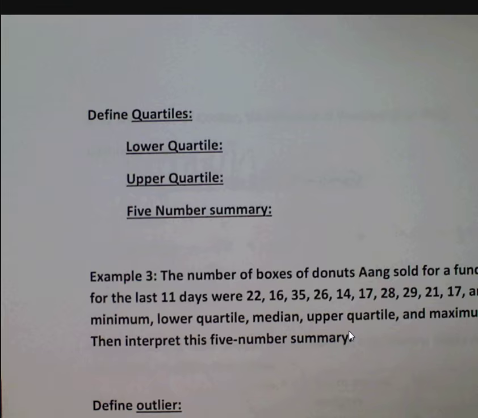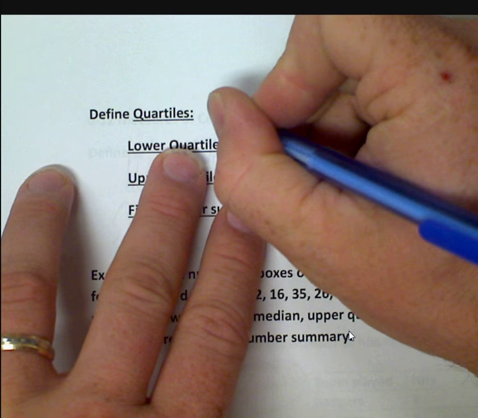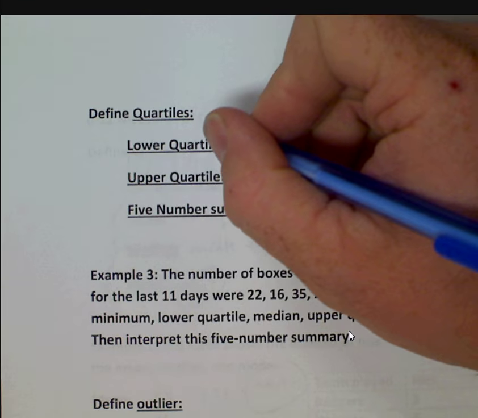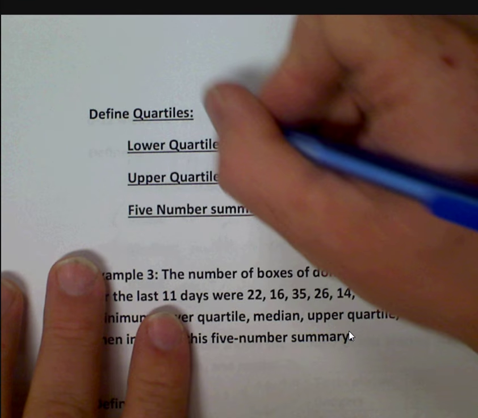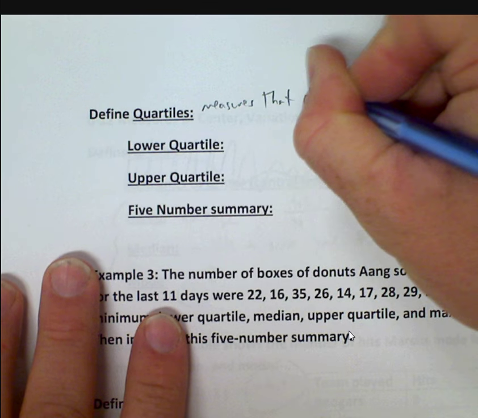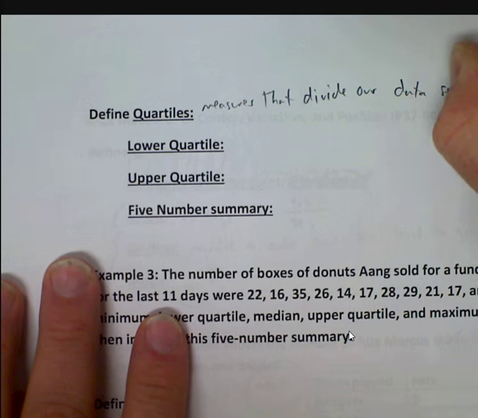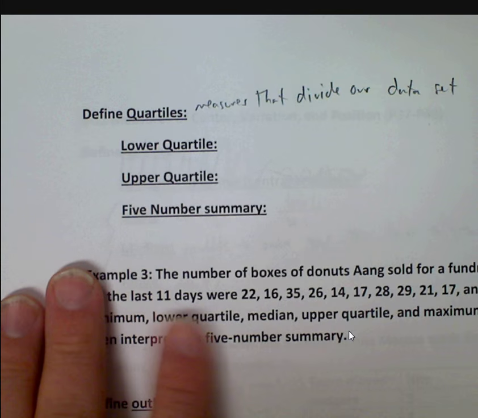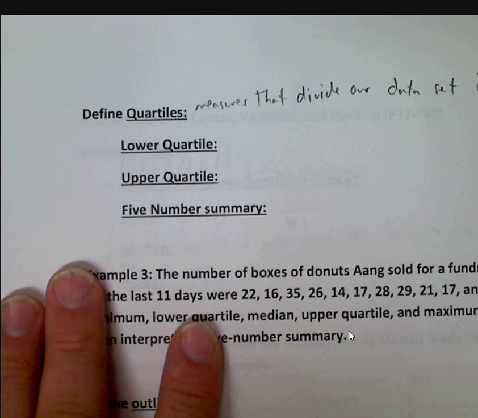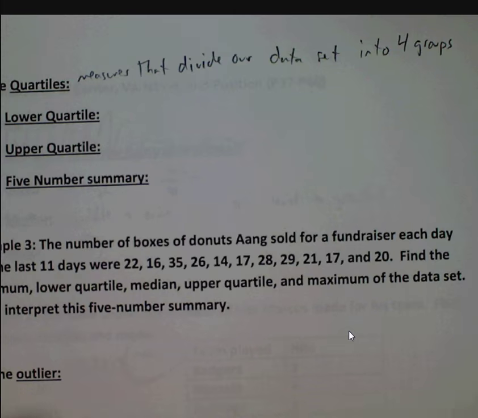Then we get to quartiles. Define quartiles. So quartiles are measures that divide our data set into 4 groups. So quartiles, measures that divide our data set into 4 groups.